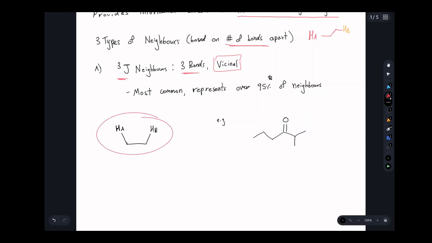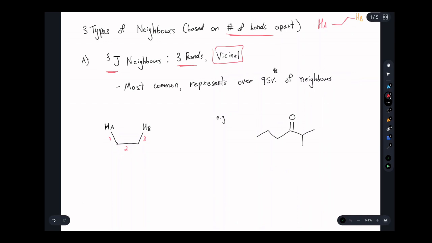Here we can see an example where we have HA and HB connected to 2 carbons. Obviously this isn't the complete molecule structure, just the idea that HA is 1 bond connected to this carbon, 2 bonds for carbon-carbon, and a 3rd bond connecting to HB, meaning that we have a 3-bond distance between these 2 different hydrogens, and they would be neighbors to each other. An example of a molecule that has this kind of neighboring is shown to the right here.